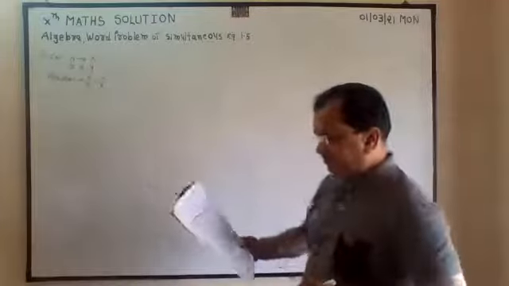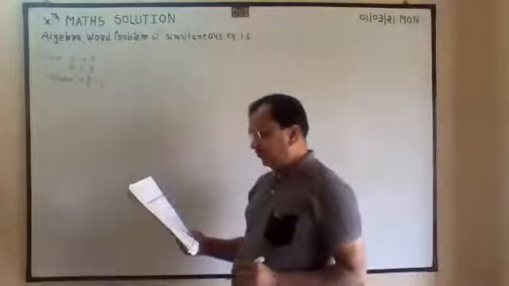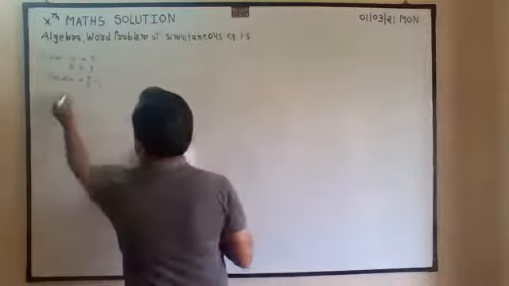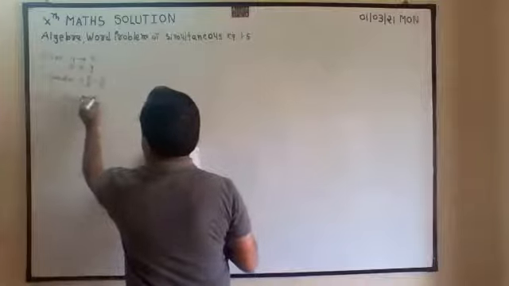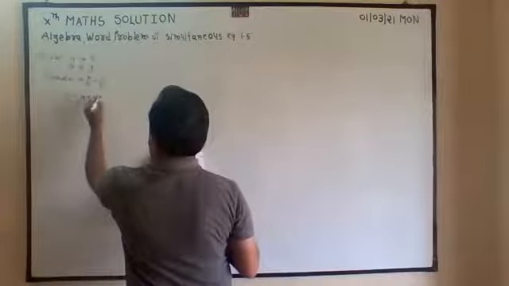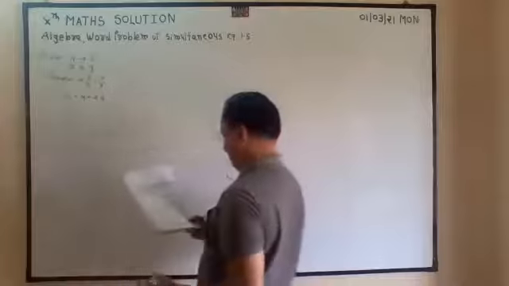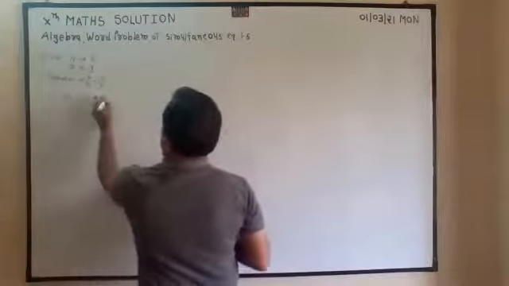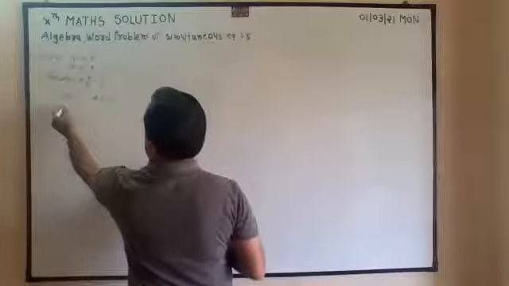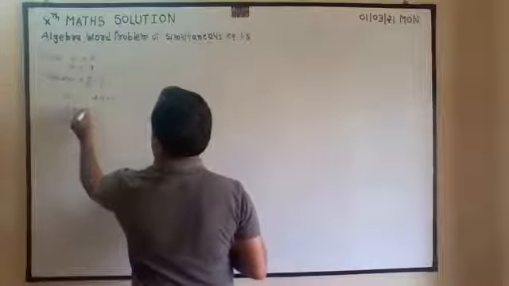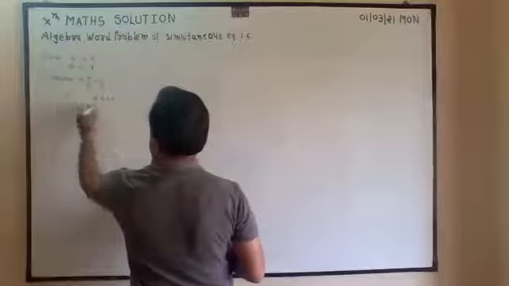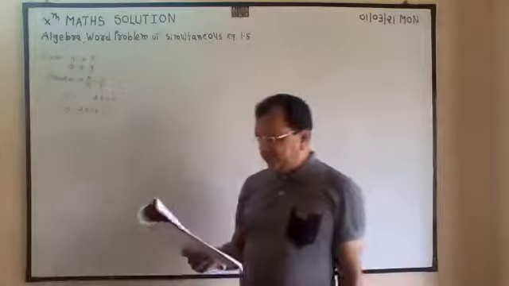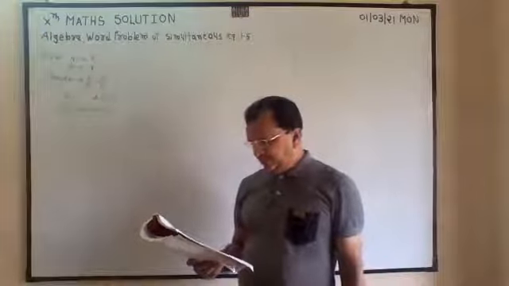Condition 1. Denominator of a fraction is 4 more than twice of the numerator. You can write it like this: 4 more than twice. So y is equal to 2x plus 4. By condition 1, you will get one equation. Condition 2.